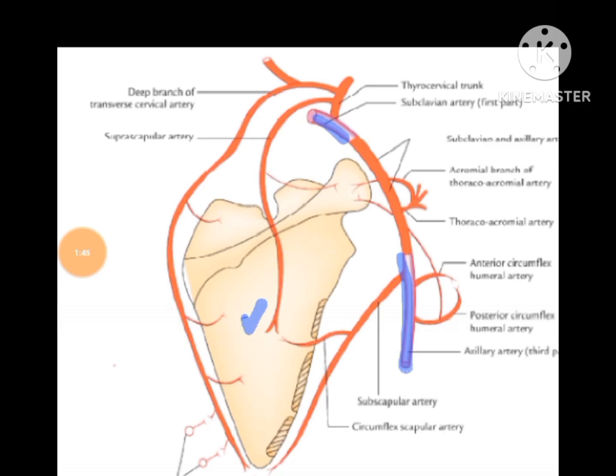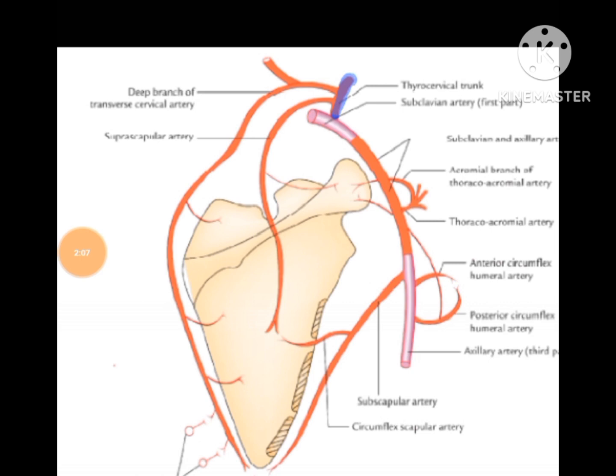This is the scapula and it has a body. This is the body and this is the acromion process. At these two sides, what takes place? At these two sides, the anastomosis takes place. This is the thyrocervical trunk, which is from the first part of the subclavian artery.